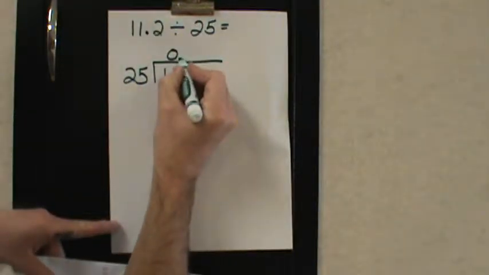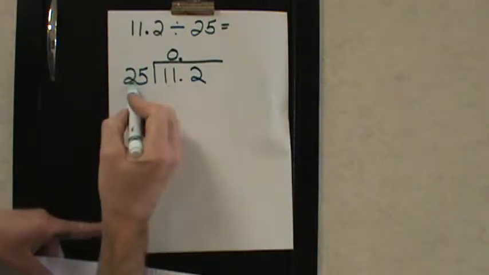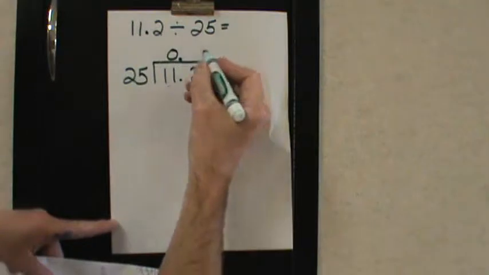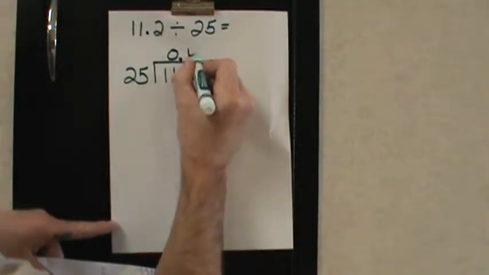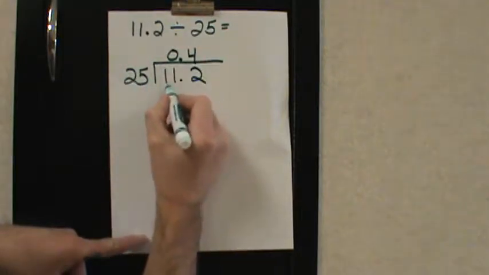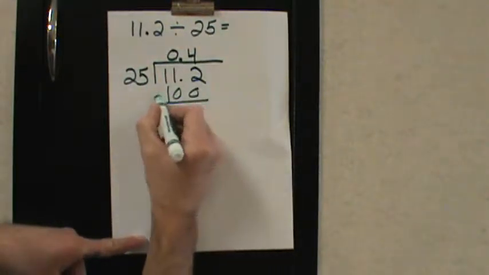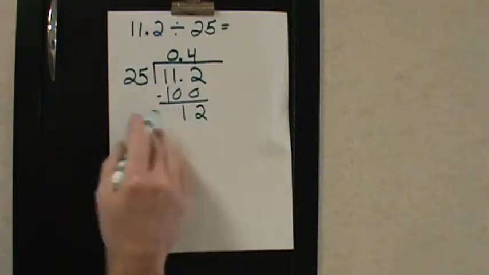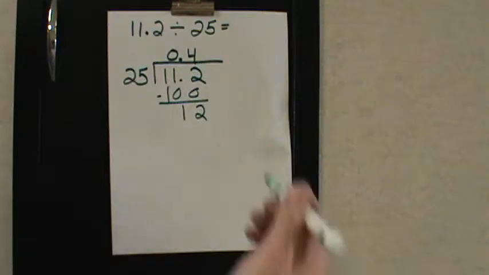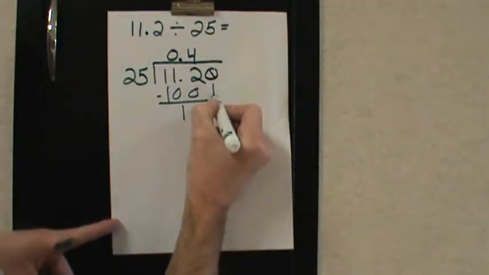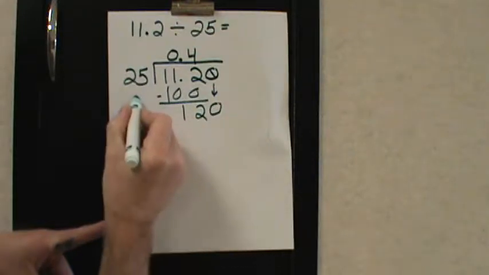Take your decimal point up, and then ask yourself, how many times does 25 go into 112? Well, it will go into 112 a total of 4 times. 4 times 25 is 100. Subtract, and you have 2 and 1. So you have 12 as a partial remainder. Again, we have to annex our zeros, bring it down, and we have 120.